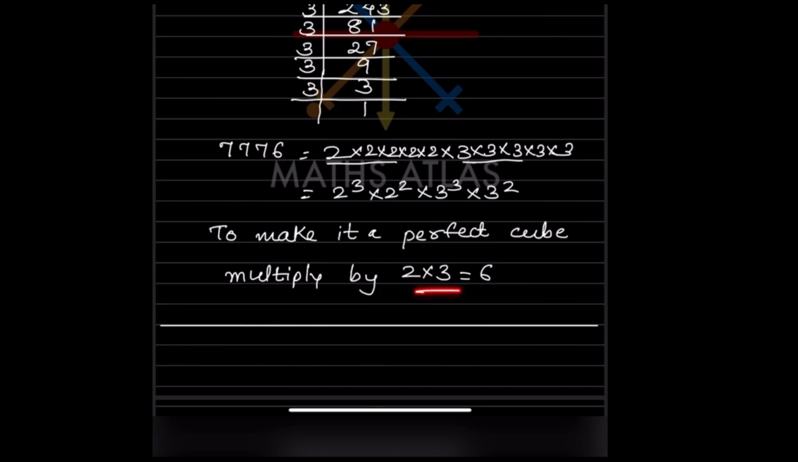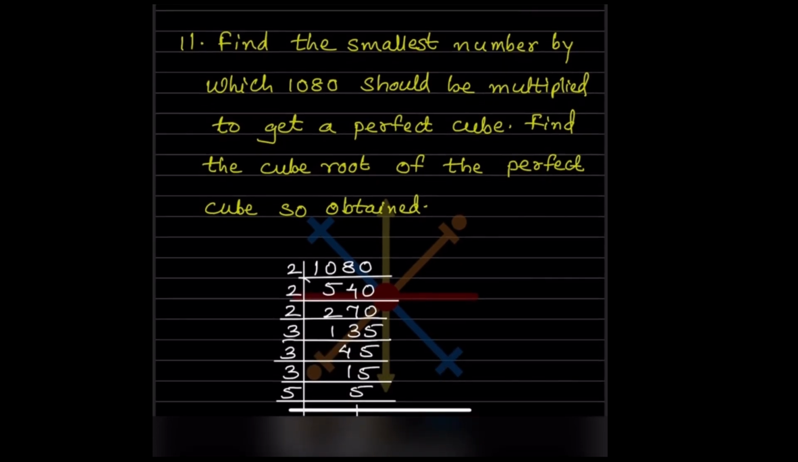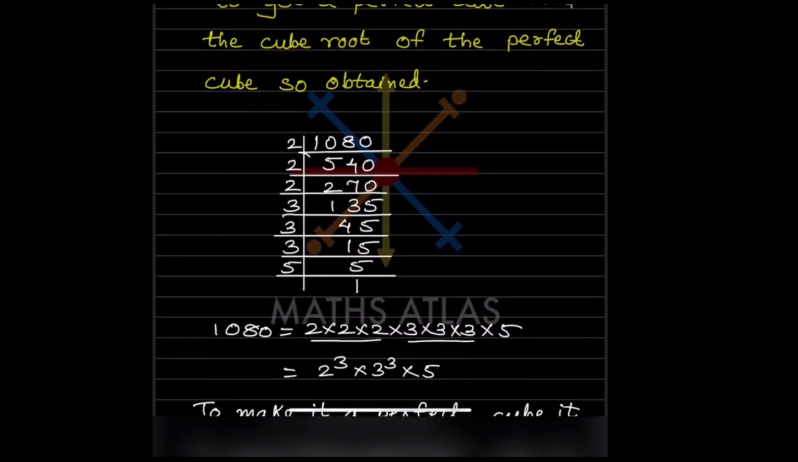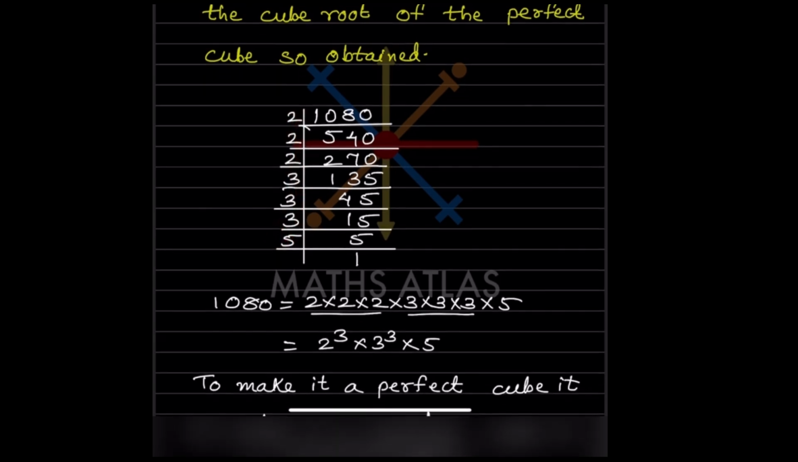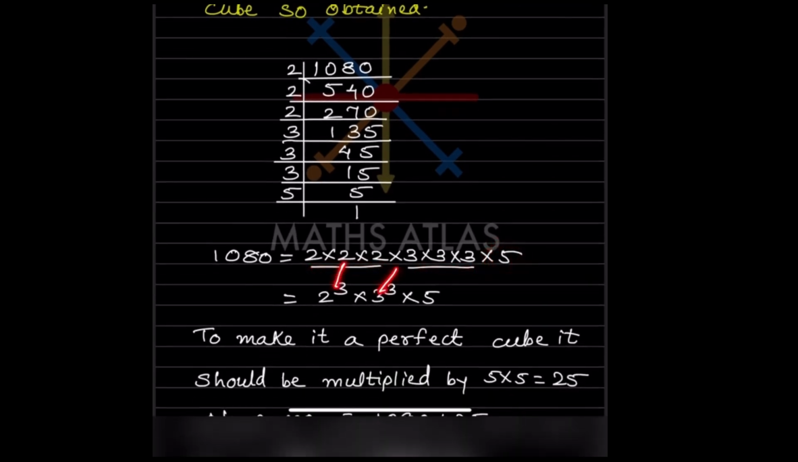Find the smallest number by which 1080 should be multiplied to get a perfect cube. And then you have to find the cube root of the perfect cube so obtained. So first thing, 1080, again you are going to take the prime factors of it. With the help of the prime factorization method, these are the factors of 1080. This same thing I have written over here, and then I have grouped it into this 3 and this 3, and now you can see this 5 is alone. So 2 cube into 3 cube, and this is just 5.